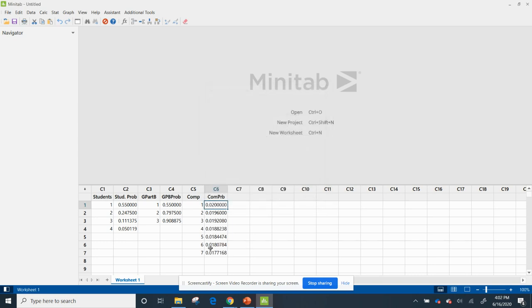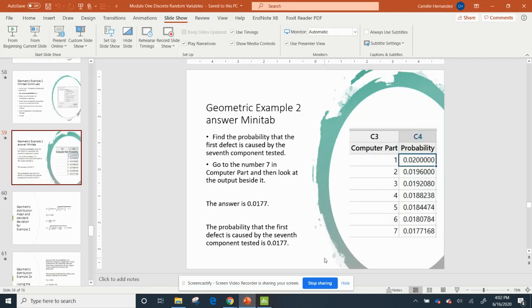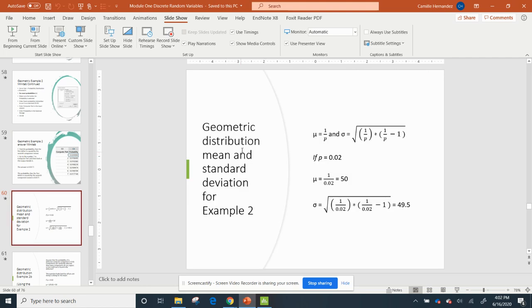Okay, here's all the probabilities. I'm looking at 7. I'm going to make it bigger. Here I look at 0.017716. So the probability that the first defect is caused by the seventh component tested is 0.0177. And I have a slide that shows how I got the mean and the standard deviation. Again, the P is 0.02, so I just plugged in. When I'm doing that standard deviation, make sure to do it in parts so you get the correct answer.